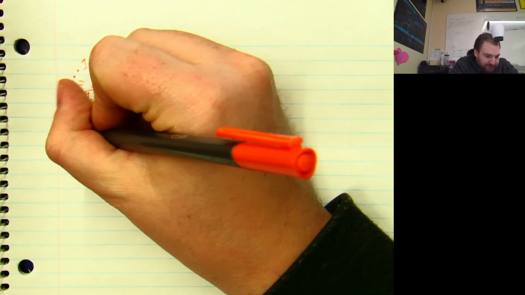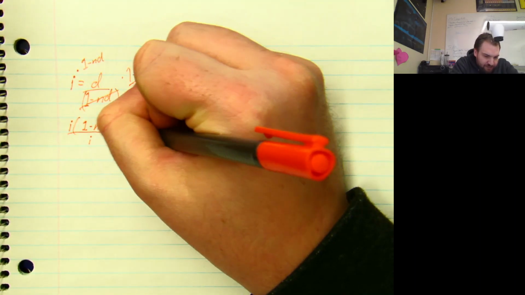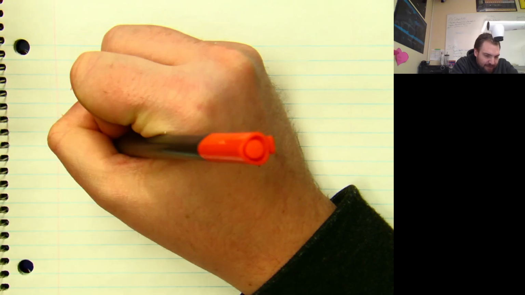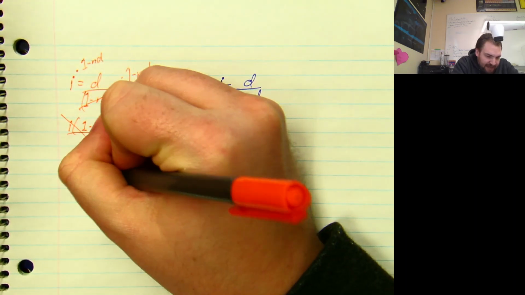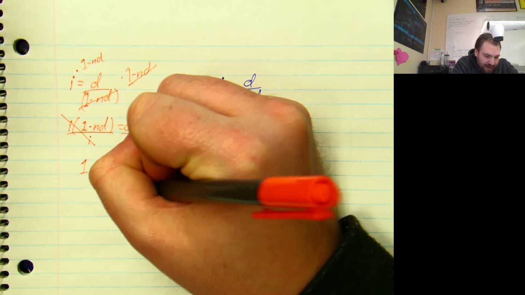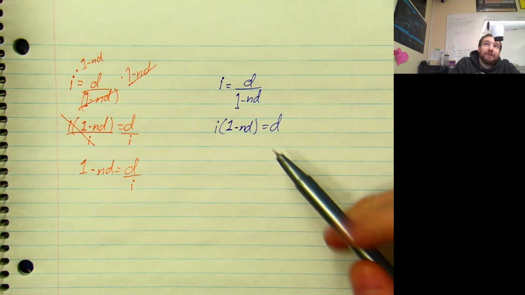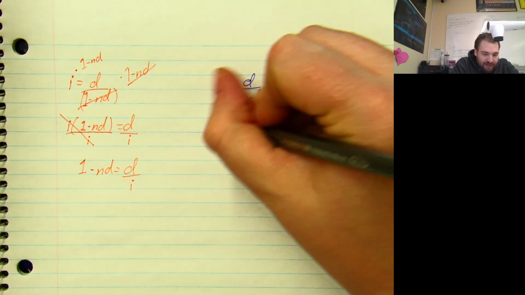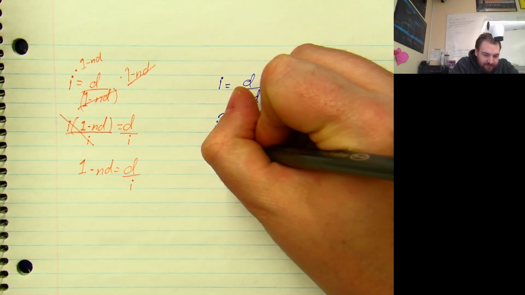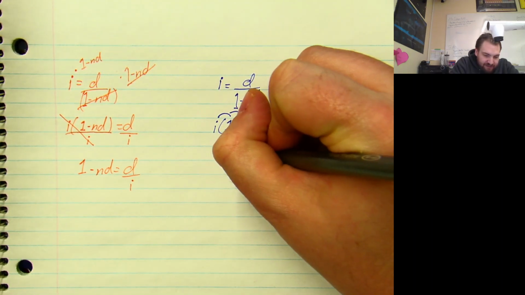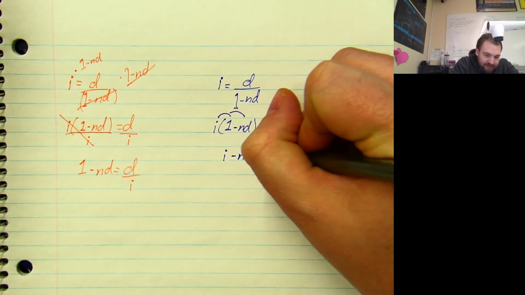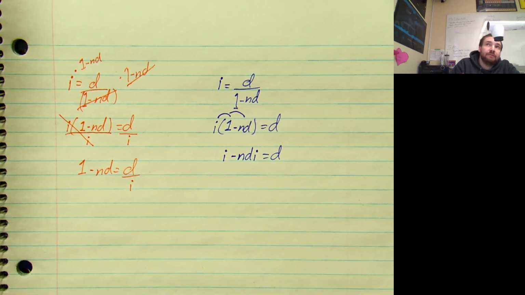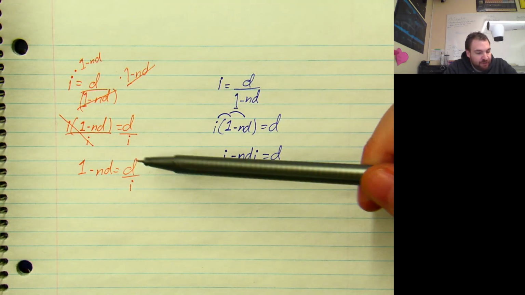So if I'm going to divide both sides by I, that's what I'm going to do here on the orange. It's going to cancel my I's, and it's going to leave me with 1 minus nd equals d over I. And this one, I'm going to distribute. So I'm going to get 1 times I is just I, minus ndI equals d. We see the difference here, yes? Okay. So let's do this one.